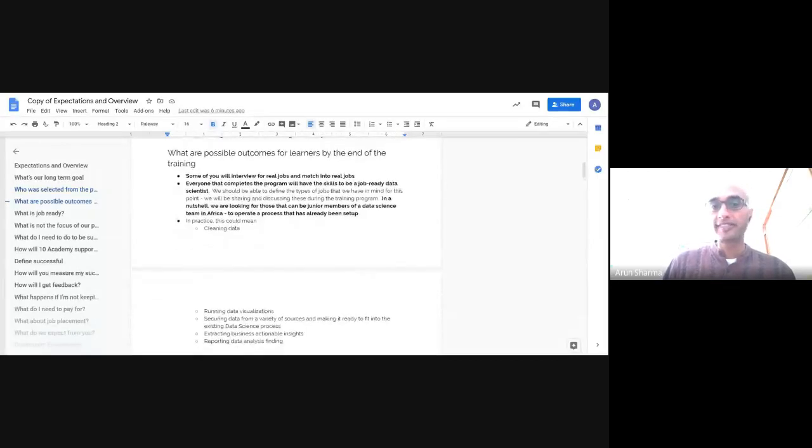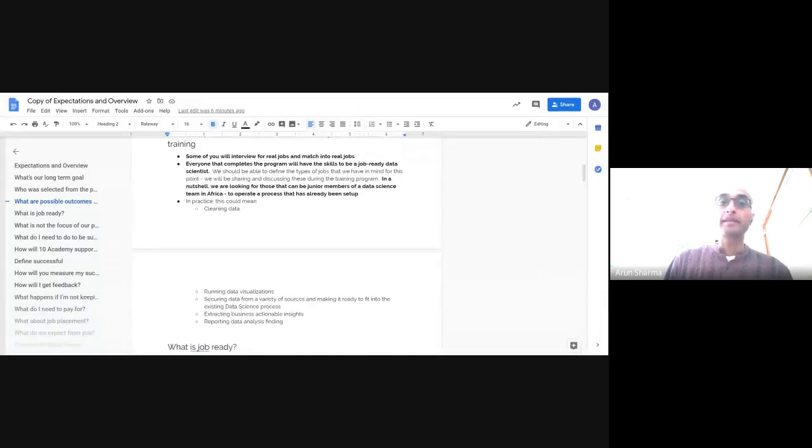Possible outcomes for learners, obviously very important. Some of you, but not all of you, will interview for real jobs and match into real jobs. So while everyone that completes the program will have the skills to be a job-ready data scientist, we are not able to guarantee everyone on this training a job, simply because at this point we don't think there are enough data science jobs in Africa today. But we will be making sure that everyone has the skills to be a job-ready data scientist, and we'll be working to give people skills in the freelancing or the gig economy, so that we hope that those people who don't match into a job will be able to at least take up freelance work or pursue that line of employment.